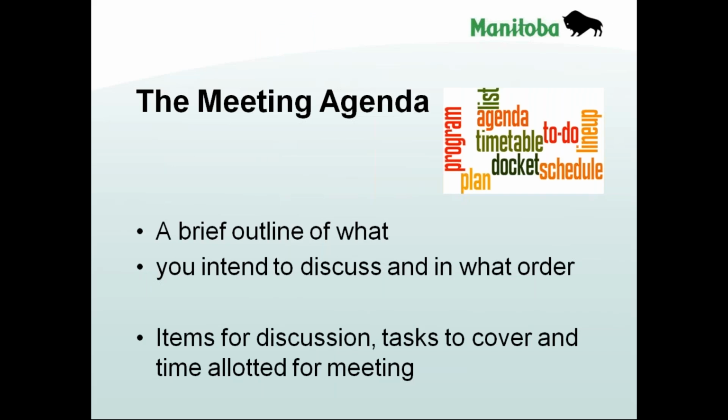The purpose of a meeting is to make decisions around issues that impact the organization's mission. The meeting agenda helps to fulfill this purpose and serves as a brief outline of what you intend to discuss at a meeting and in what order. The agenda sets out the items for discussion, tasks to cover, and time allotted for the meeting. Agendas play a key role in effective meeting management by keeping the members and chair on track and on time during the meeting, and is one part of the total process used to conduct a meeting.